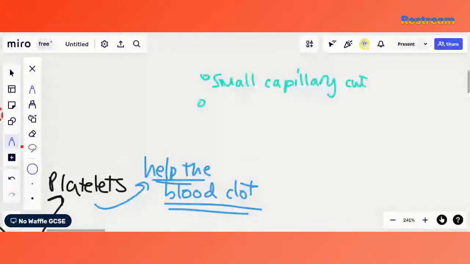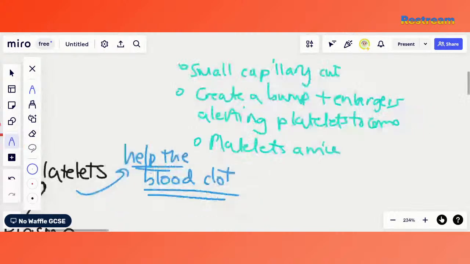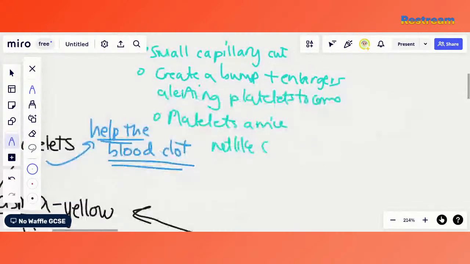What happens is this then starts to create a bump and enlarges, and it's almost like the brain is alerting the platelets to come near to that site. And what happens is the platelets arrive, they form a net-like structure working from the outside of the wound in, until it's fully covered and concealed.